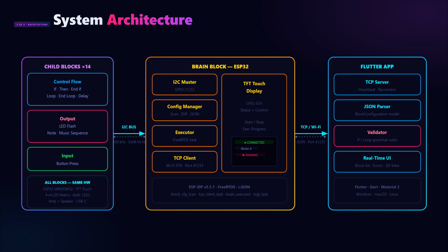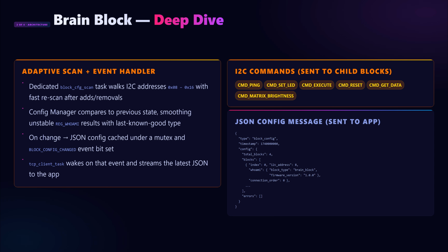Physically, all of this rides on 1 I2C bus running at 100 kHz with addresses allocated across the brain and child blocks. Zooming in on the brain, it continuously scans I2C addresses from 8 to 16 using a dedicated scan task. For each address that responds, it reads a Who Am I register to learn what logical block type is present. The config manager compares the new scan to the previous one to detect adds, removes, or type changes, and when something changes, it builds a JSON block config structure and caches that under a mutex.